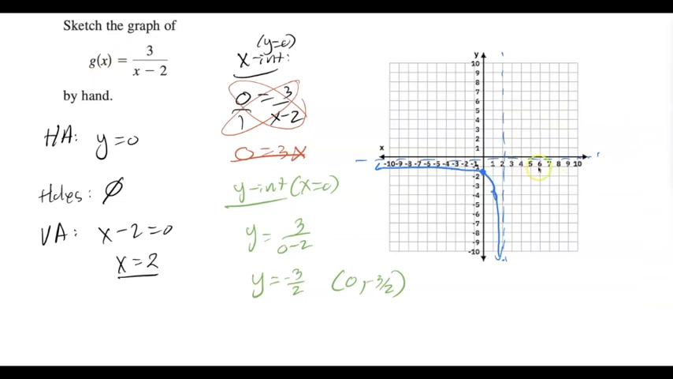But if you're not sure, just pick a point and plug it in. So pick a point like 5 and plug it in and see what you get. I'm going to do g of 5 as a test point to see where it goes. Again, if I had a calculator, I could just type this into my calculator and see where it goes. But we'll do it without a calculator for now.